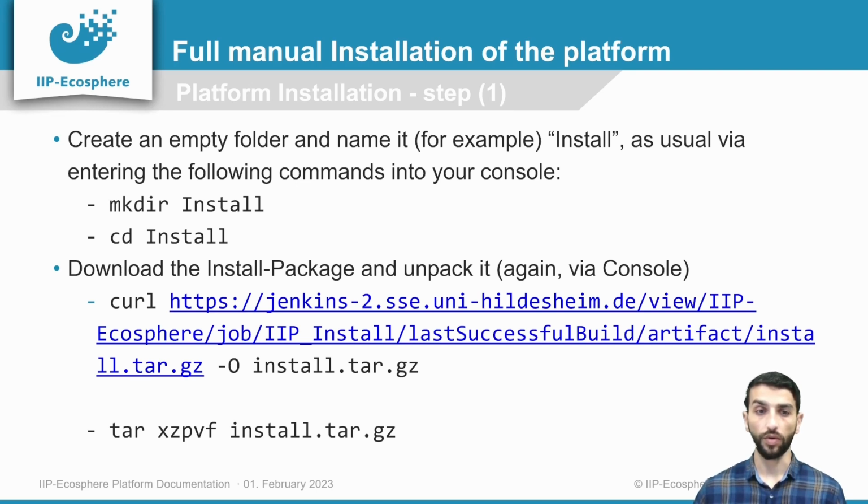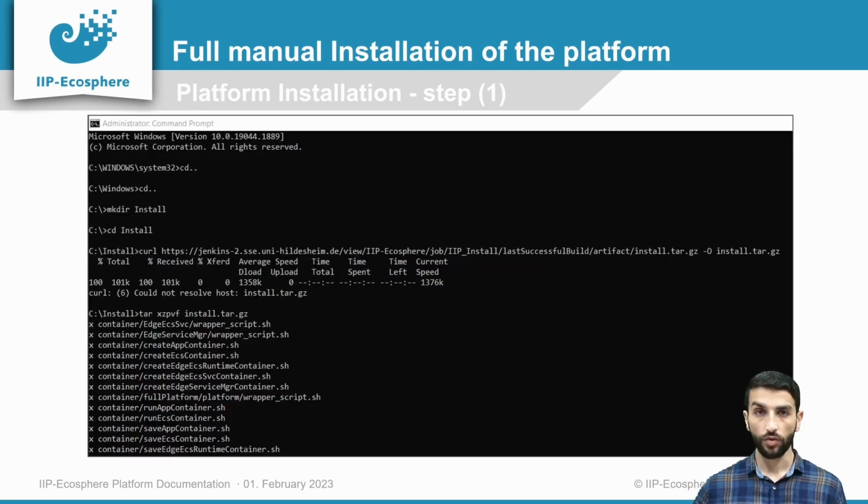Next, download the install package tar file using the command curl shown on the slide. Next, extract the installed tar file using the command tar shown on the slide. Your screen should look like this one after executing the last commands.